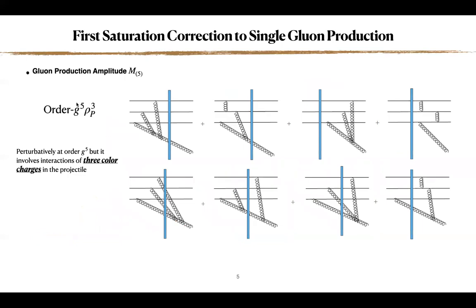At fifth order in the coupling constant, we only consider diagrams involving interaction of three color charges. These diagrams not only take into account initial state interaction of these color charges, they also contain final state interaction of the color charges after they interact with the nucleus.